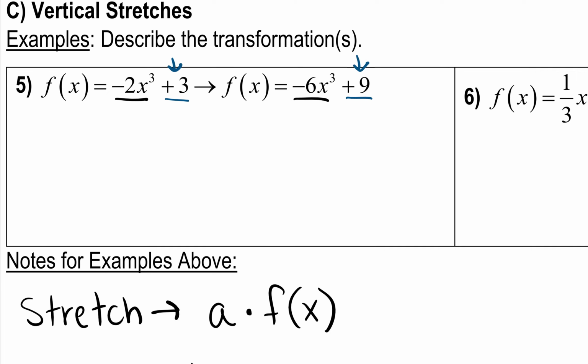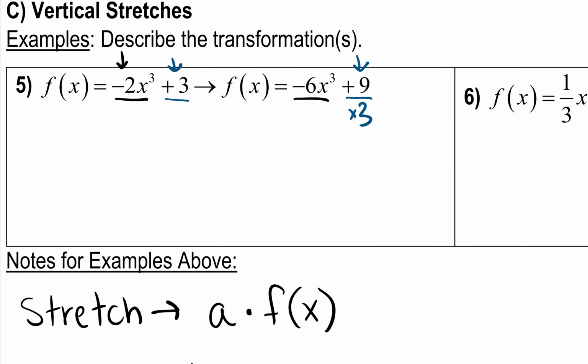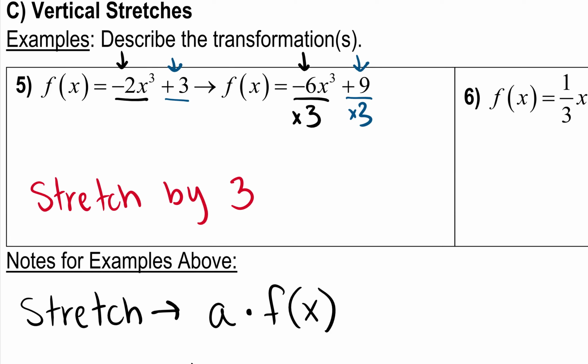Either way is fine. So if I start at 3, what do I multiply to get 9? I multiply by 3. So that's times 3. Just the same, if I start with negative 2, and I get to negative 6, what did I multiply by? I multiplied by 3. It should be the same, because if you multiply by a whole function, every number has to change by the same amount. So it doesn't matter which one you look at. But notice they're both times 3, so the answer that I would write would be stretch by 3. Okay, and that's my answer.